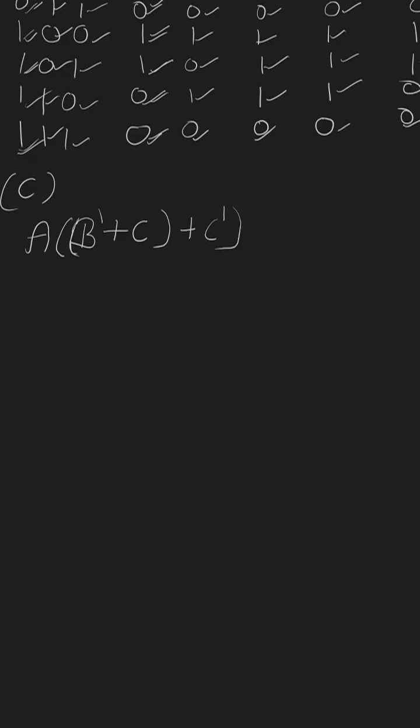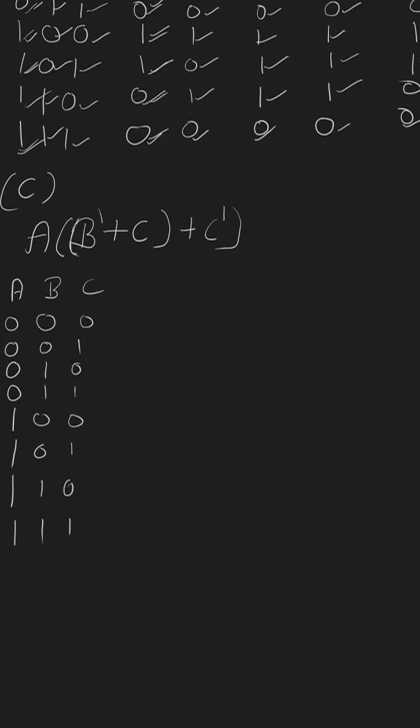Okay, now A, B, C, three variables are there, so we need the truth table of three variables. Write down A, B, and C, and then write down 4 times 0, 4 times 1, 2 times 0. We know about that, how to prepare this truth table. These are the possible combinations of true and false, 0, 1, 0, 1.